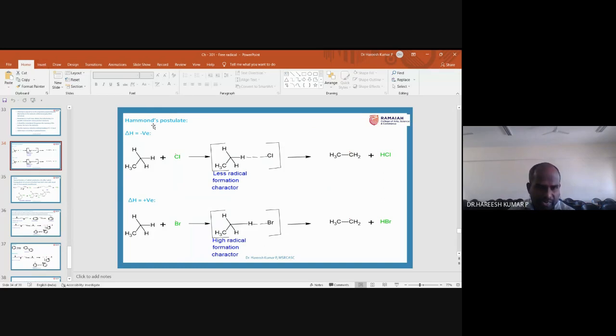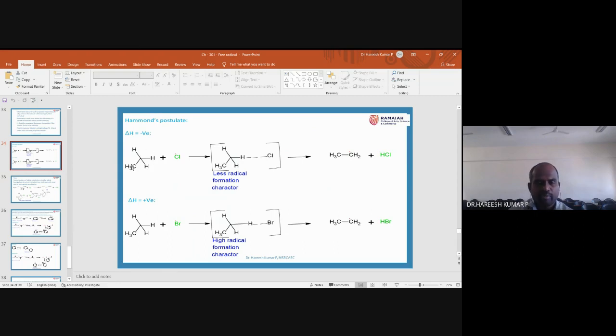Let me look into one more concept, Hammond's postulate. So what is happening here? This is an ethane molecule. When ethane is treated with chlorine radical, it will form an intermediate like this. Here, delta H is negative, so there is less radical formation character. H and Cl, so that means the Cl radical cannot abstract a primary hydrogen easily. So less radical formation character is observed when delta H is negative.